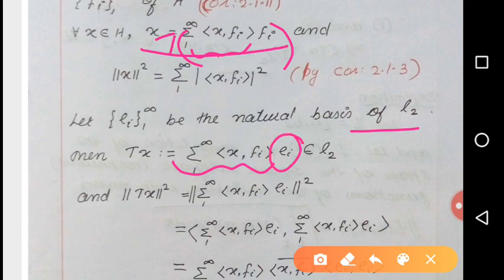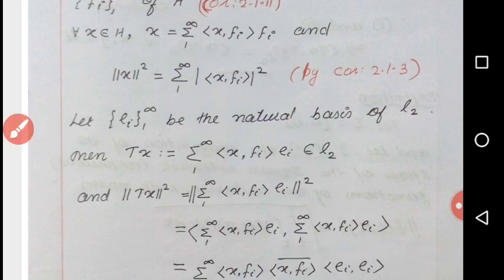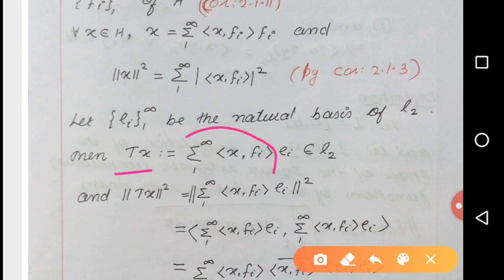We know that if it is a mapping, then it maps the basis of H to the basis of L2, that is T of fi can be considered as Tei. This element belongs to L2, that is Tx is equal to a scalar linear combination of the ei's, and the ei's are the basis of L2, therefore Tx belongs to L2. Hence we prove that T is a mapping from H to L2.